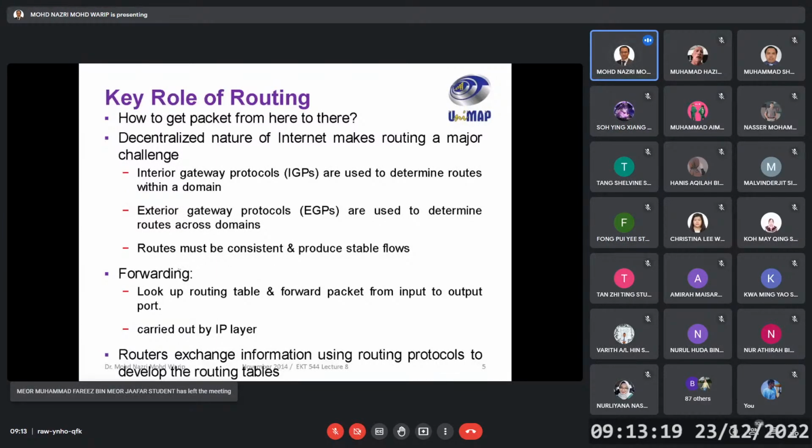For forwarding, look up the routing table and forward the packet from input to output port. Normally, like I said, this is inside the switch. It is carried out by the IP layer. Routers exchange information using routing protocols to develop the routing table.